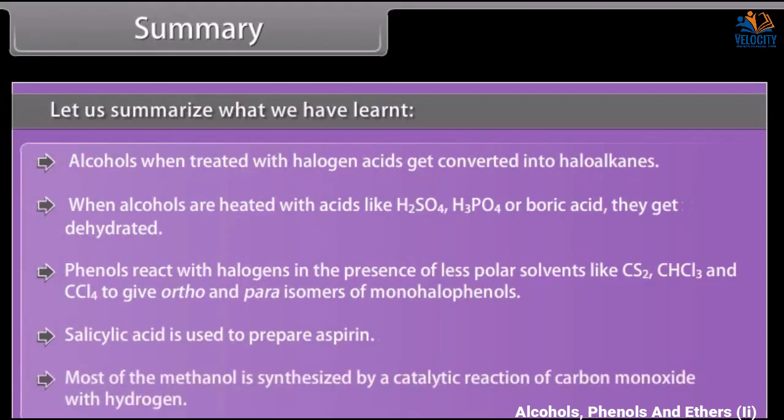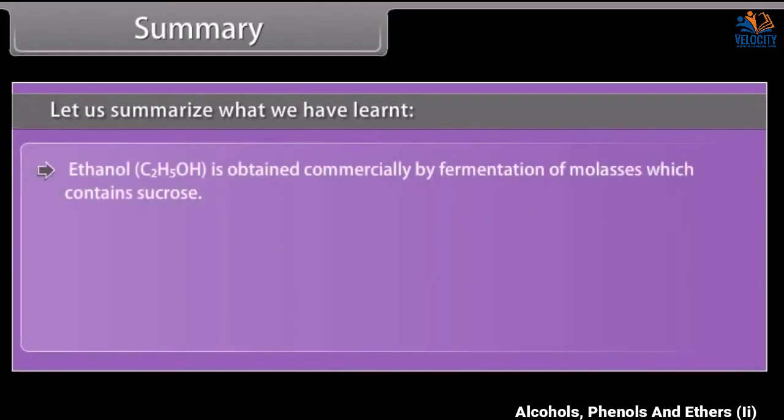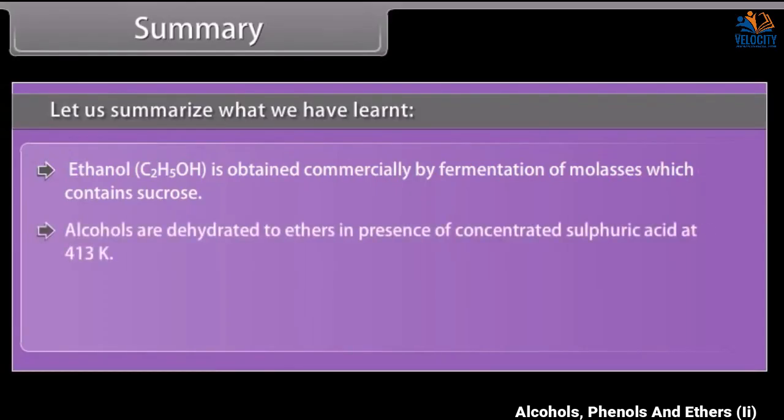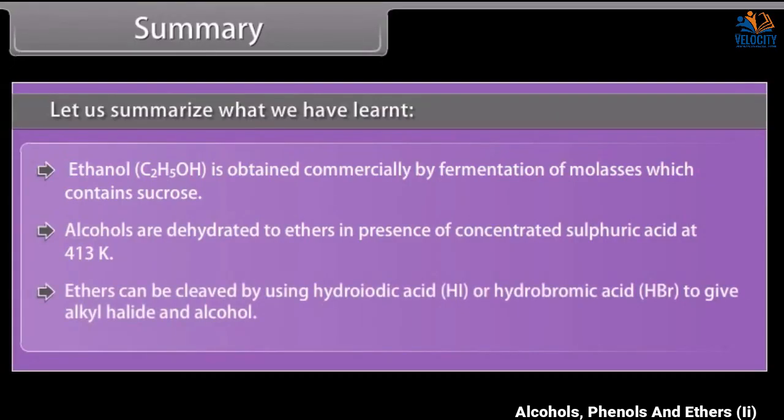Most of the methanol is synthesized by a catalytic reaction of carbon monoxide with hydrogen. Ethanol is obtained commercially by fermentation of molasses, which contains sucrose. Alcohols are dehydrated to ethers in the presence of concentrated sulfuric acid at 413 Kelvin. Ethers can be cleaved by using hydroiodic acid or hydrobromic acid to give alkyl halide and alcohol.